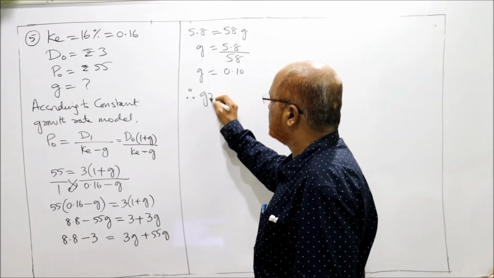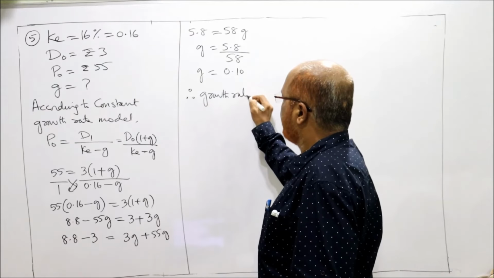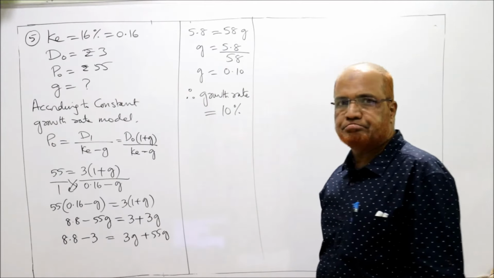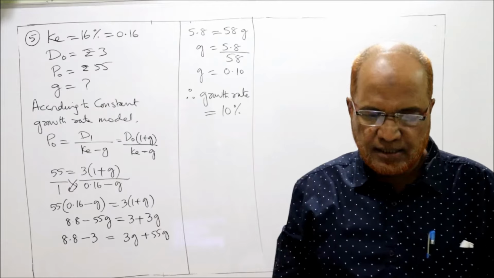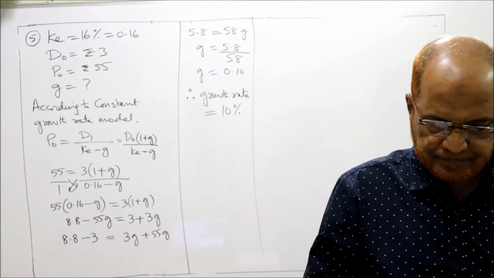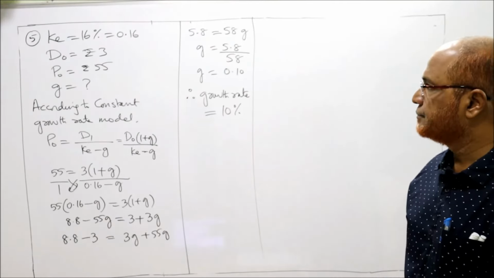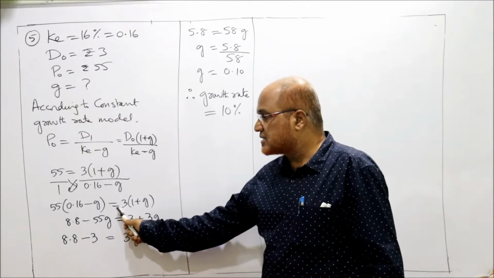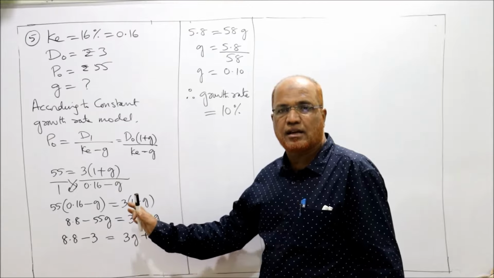Therefore the growth rate is equal to 10%. That's it. Growth rate is 10%. So don't make any mistake while making this calculation. Simple mathematics is there.